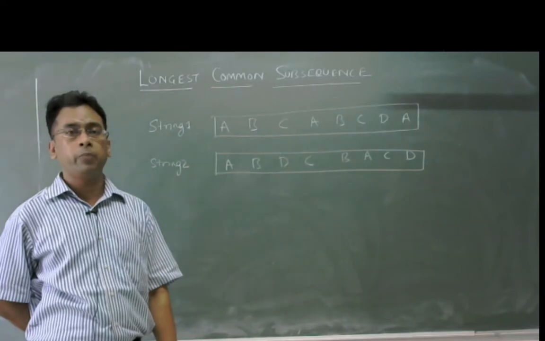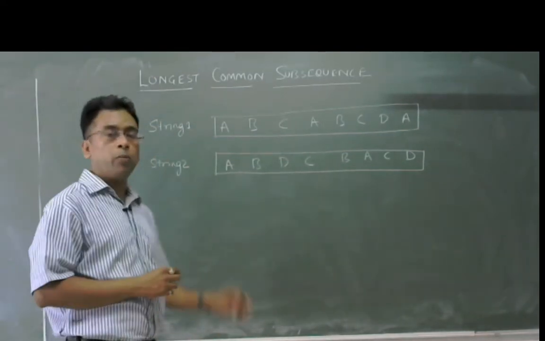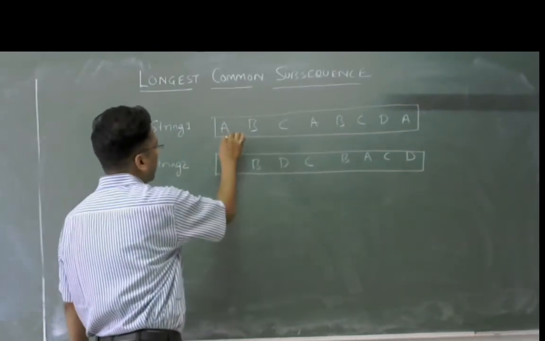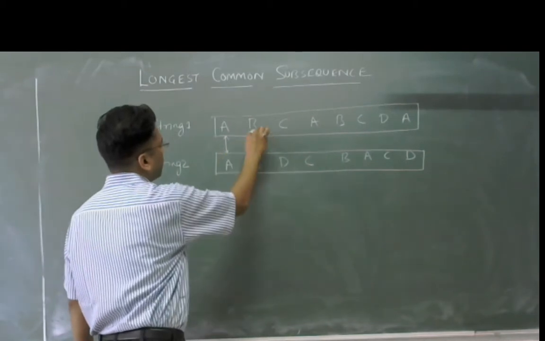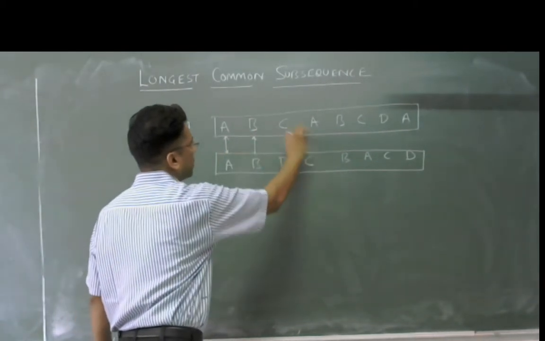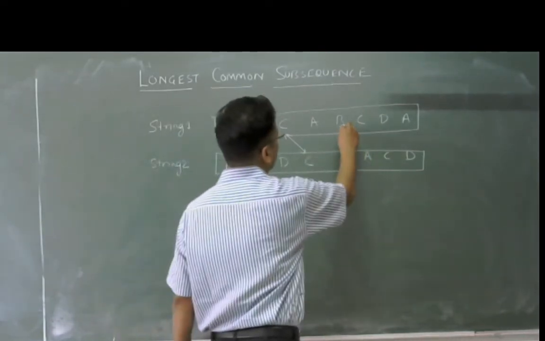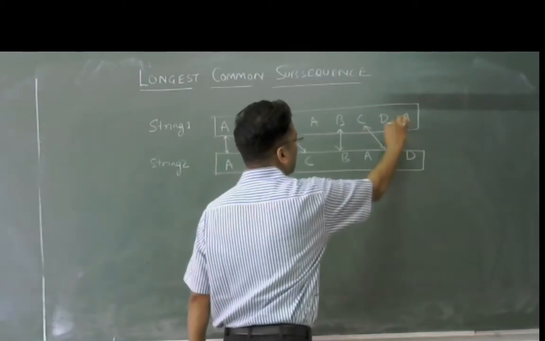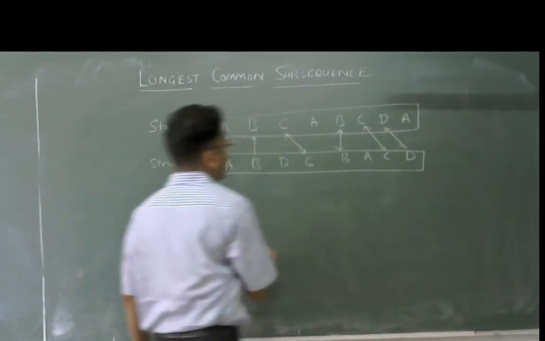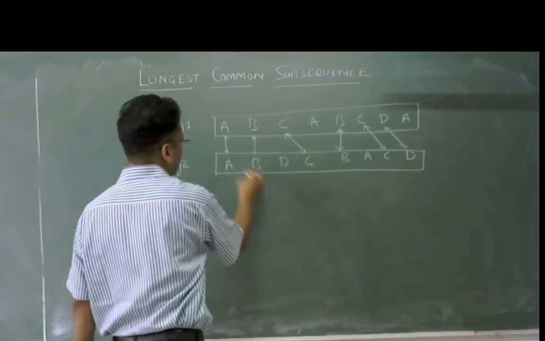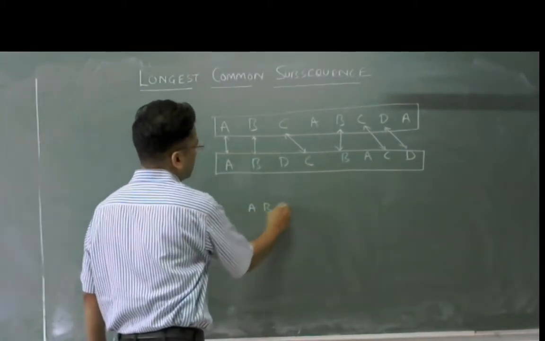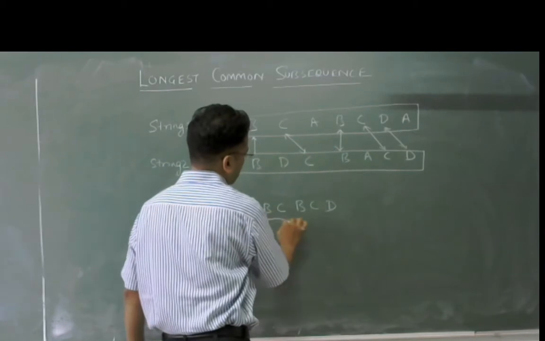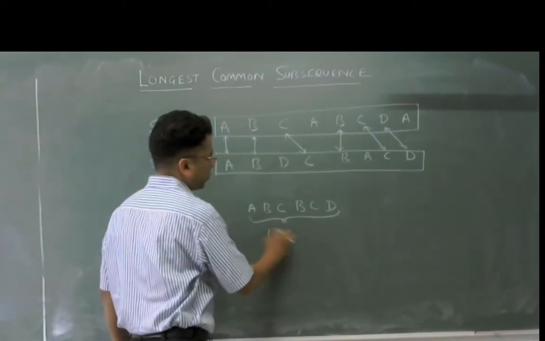In this, when we match two strings, we find the common sequence, but the elements need not be continuous. For example, here is a string, A, B, C, again B, C, D. It means that out of these two, A, B, C and B, C, D would be the longest common subsequence.